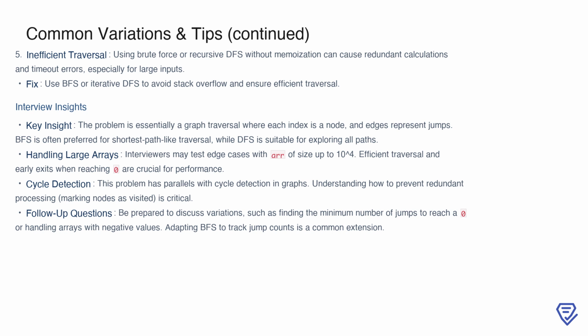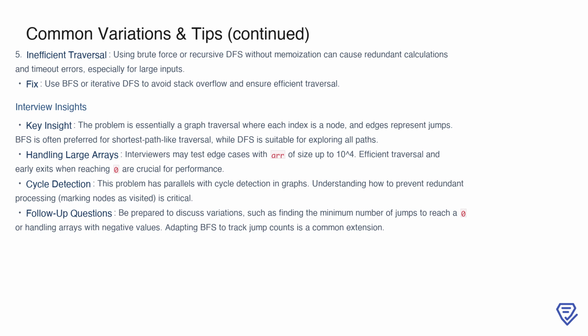Now, in terms of interview insights, it's helpful to think of this problem as a graph traversal. Each index in the array can be treated as a node, and jumps represent edges between nodes. Efficient traversal strategies, like BFS, allow you to handle large arrays, sometimes up to 10^4 elements, by ensuring early exits when a solution is found.